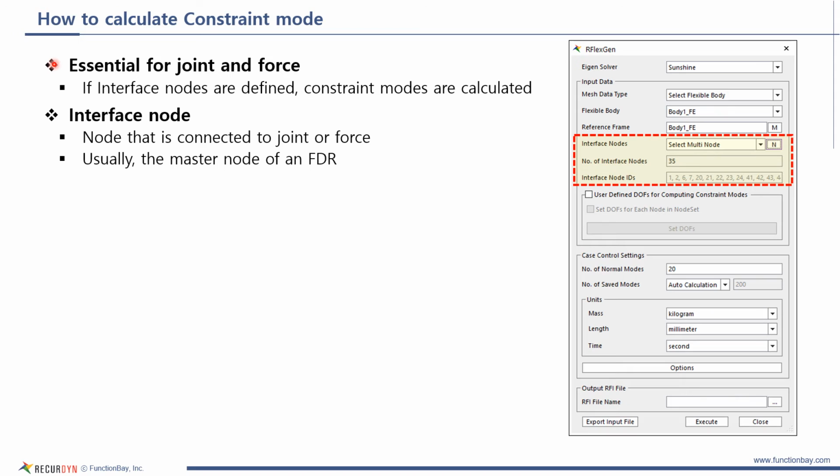When running a modal analysis in RecurDyn, users need to define interface nodes in advance, and then constraint modes are calculated. This is the dialog box of RFlex Gen, and the interface nodes can be set using this section. Here, interface node means the node where a joint or force is attached or will be attached. Usually, master nodes of FDRs are used as interface nodes. Each interface node can have up to 6 constraint modes.